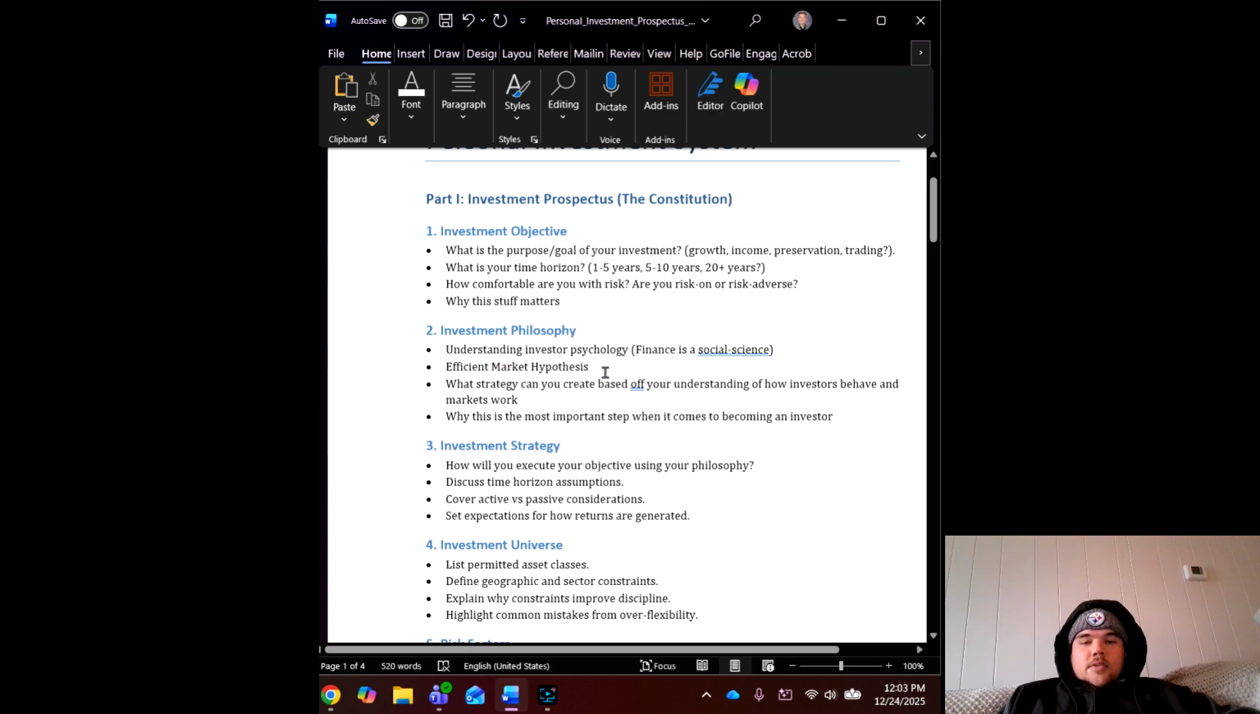So, using that knowledge and that understanding of investor psychology and market hypothesis, we then can create a strategy based off of those two things that we can apply when it comes to our investments. So this is kind of tying back to the purpose of your investments somewhat.